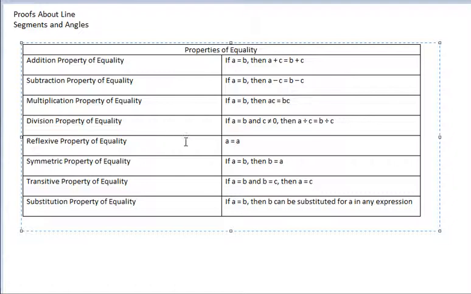Reflexive property of equality is simple. A equals A. 2 equals 2. Pretty simple. The next one is the symmetric property. If A equals B, then B equals A. You can switch those around. So if X equals 2, then 2 equals X. Those mean the same thing. Transitive property, if A equals B and B equals C, then A equals C. So if 2 equals 2 and 2 equals 2, then 2 equals 2 is how that could be said.